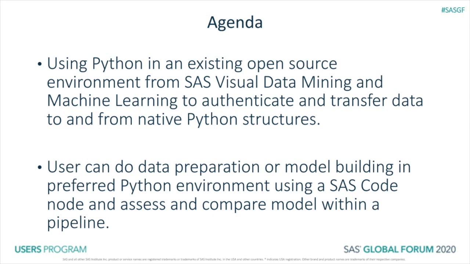We will discuss how you can use your preferred Python environment for either data preparation or model building and call it through SAS code node for use or assessment within a pipeline. You can use SAS code node to run a Python script on a remote server and use SWAT to connect to an existing CAS session to access the data, run a Python modeling package, and upload the resulting tables into CAS and transfer files to the SAS Viya system.